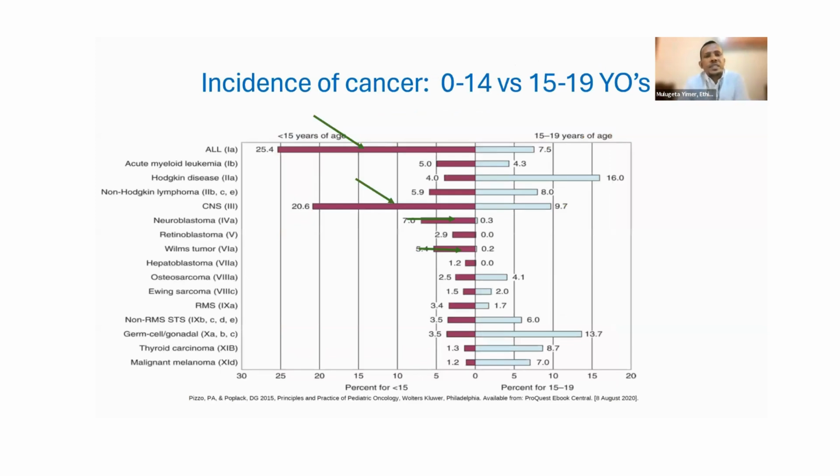If you see the incidence of cancer, it varies between ages. The younger the age, mostly it is leukemia or brain tumor or other embryonal tumors. The older the child, or when we go to the age of adolescence, it's mostly bone tumors, germ cell tumors, and also Hodgkin's lymphoma.